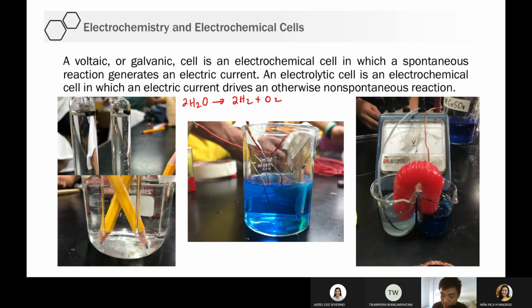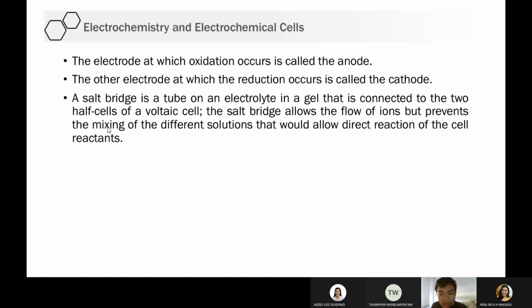So in galvanic cells, oxidation happens on the anode, and reduction happens in the cathode. My mnemonic for this one is the "oxan, red cat." This is the mnemonic device that I use to memorize this. Oxidation happens on the anode, that is the oxan, and the reduction will happen on the cathode, the red cat.